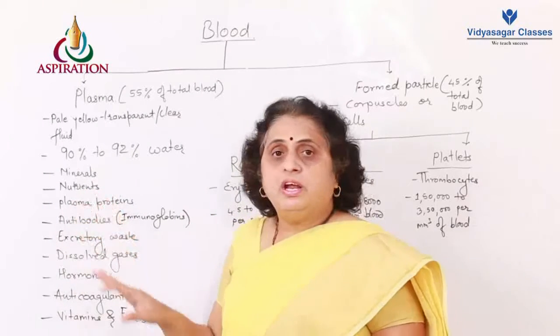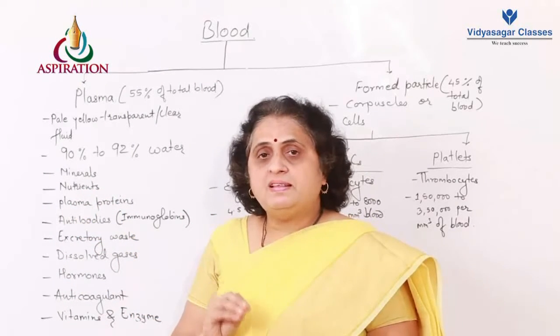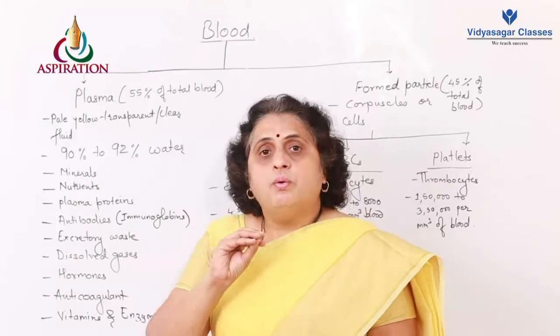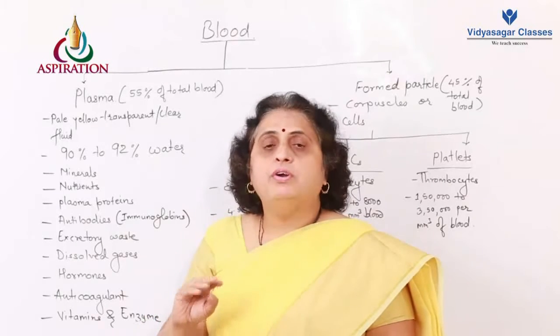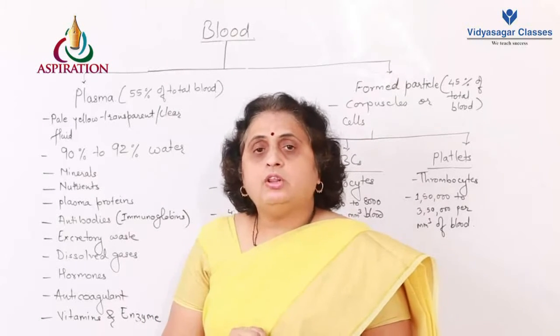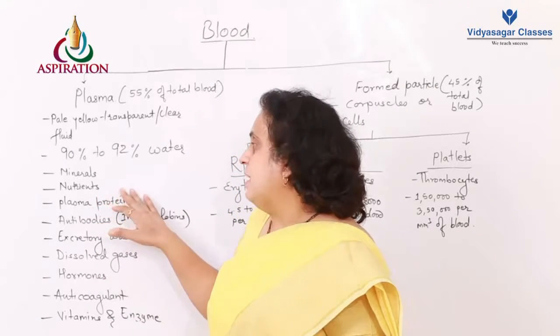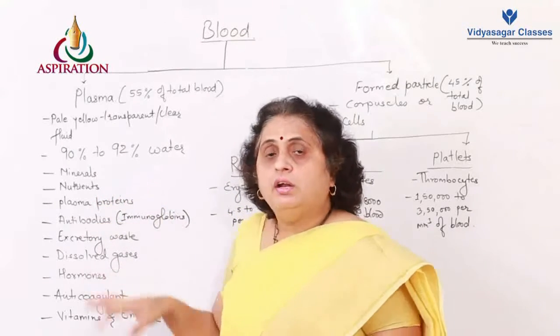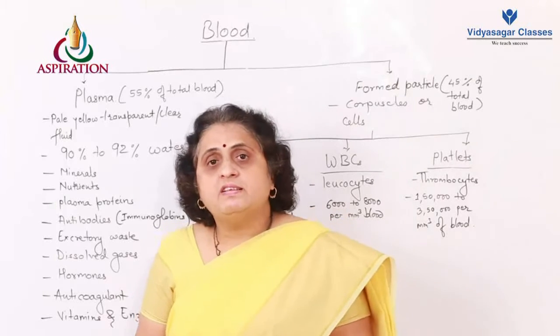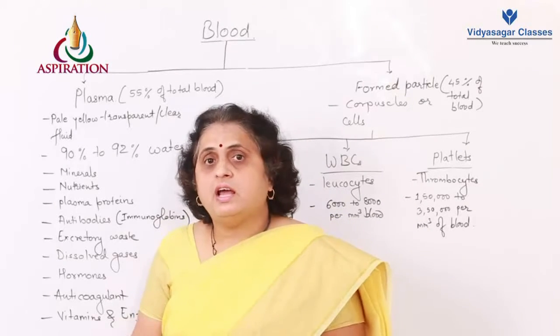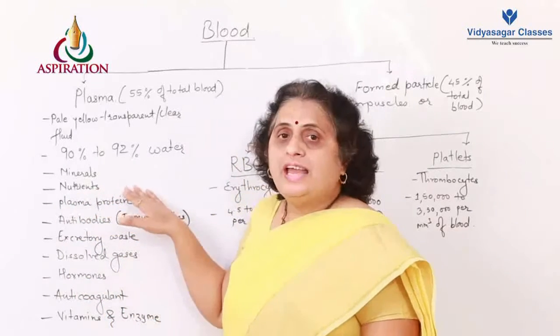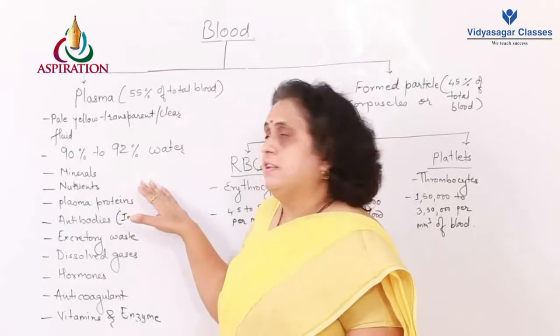Then we come to the nutrients. Nutrients are basically the organic compounds present in the plasma. They are the organic components of the plasma. The organic components that we have here are glucose, lipids, then amino acids and proteins. So they are considered the organic or nutritive part of the plasma.